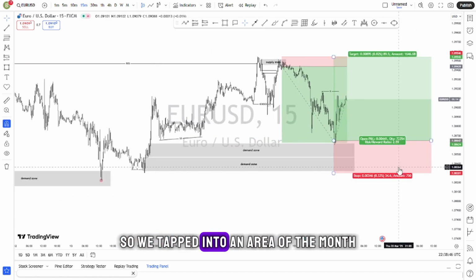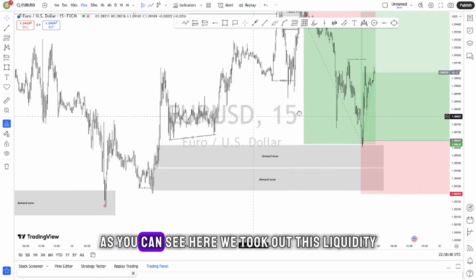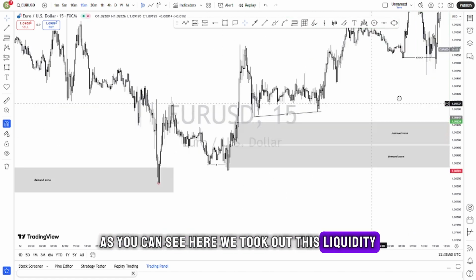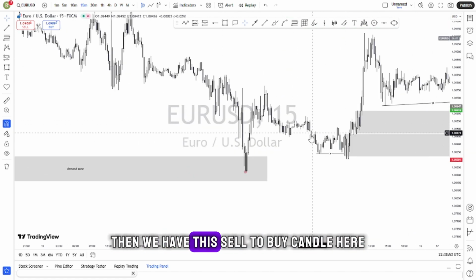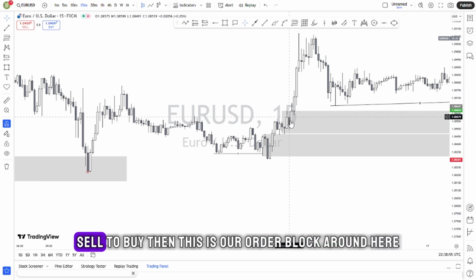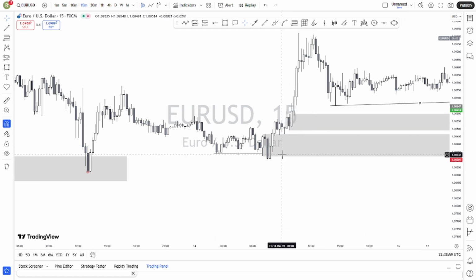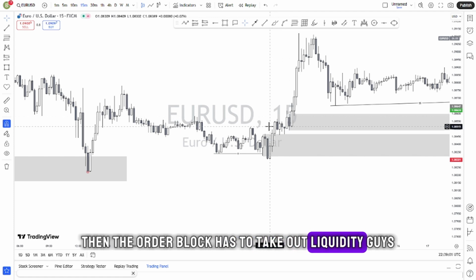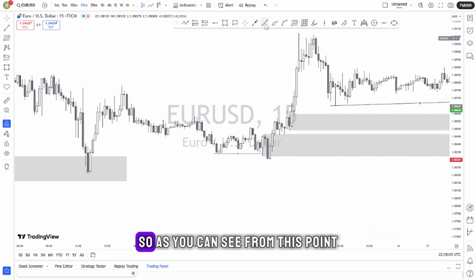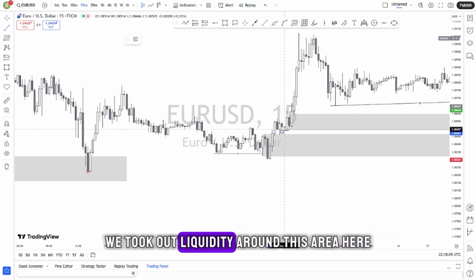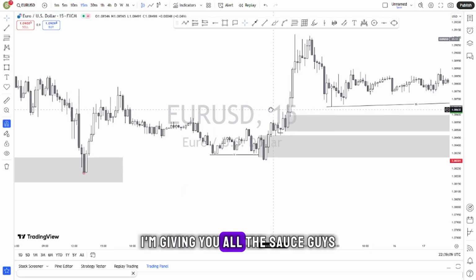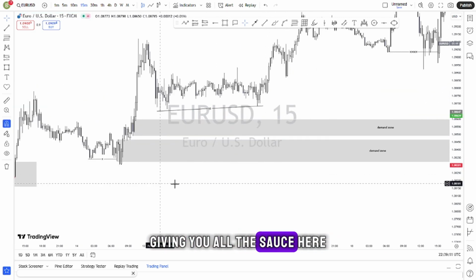So we tapped into an area of demand, as you can see here. We took out this liquidity, then we have this sell to buy candle here, sell to buy. Then this is our order block around here. Then the order block has to take out liquidity, guys, from the previous lows. So as you can see, from this point we took out liquidity around this area here. I'm giving you all the source, guys.